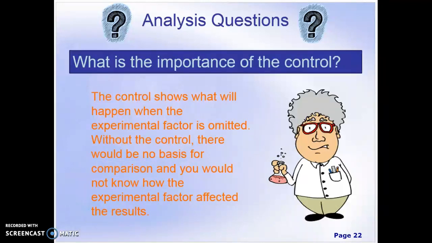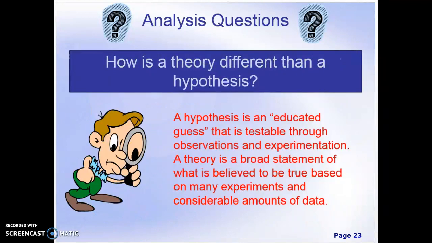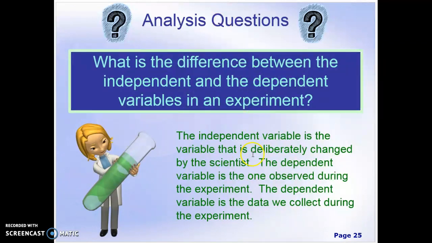Other important questions you'll be asked: how is a theory different from a hypothesis? We covered that in the last video. Make sure you understand that a hypothesis is an educated guess. A theory is something that is proven based on the best available evidence, the best possible explanation based on the evidence provided. Independent variable is the one that we change. The dependent variable is the one that we're measuring. All right, it's the one that we're measuring.